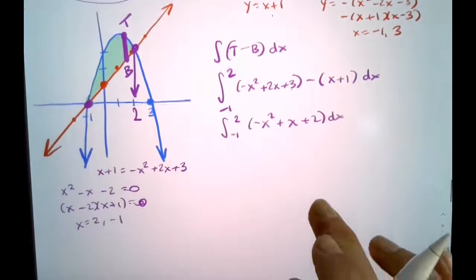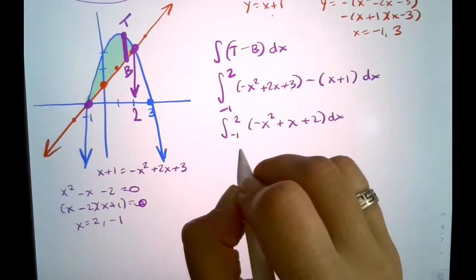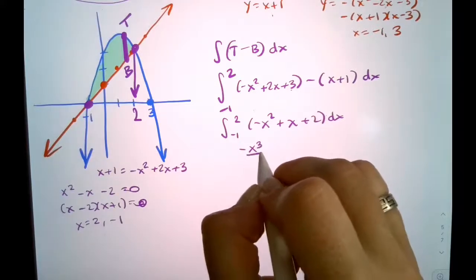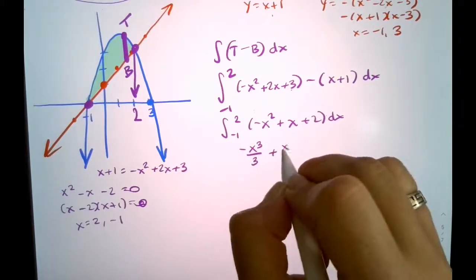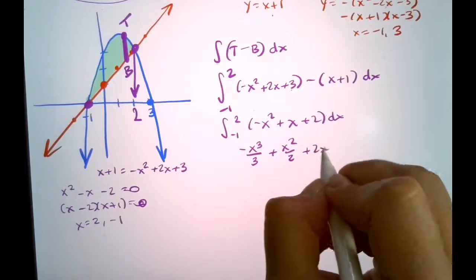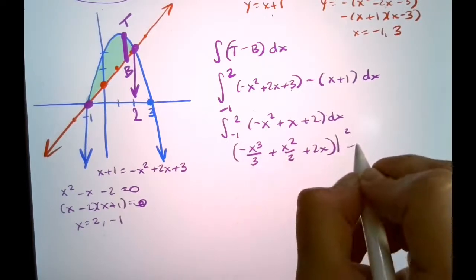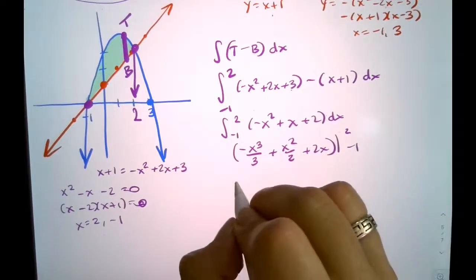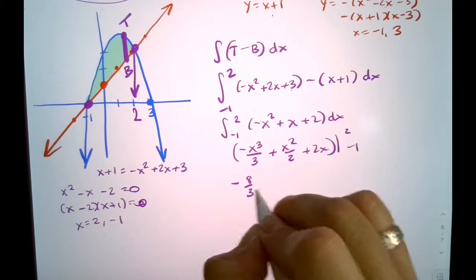Now let's go to the antiderivative, which is negative x cubed over 3 plus x squared over 2 plus 2x. And we're just going to go for it. We're going to plug the 2 in.